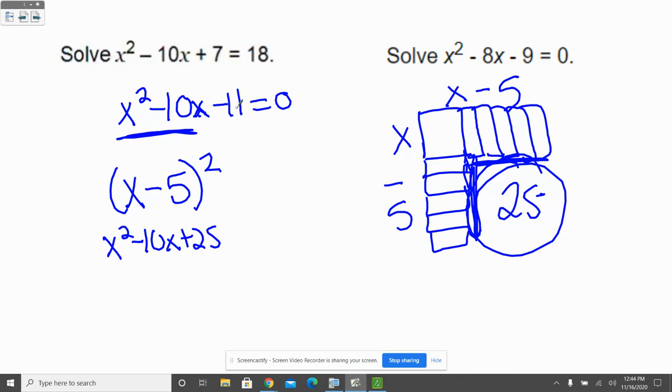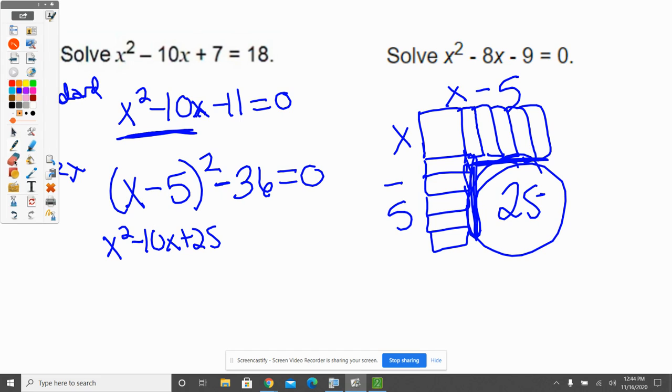I have minus 11. So what I'm going to have to do is take away the 25, and I'm going to have to take away 11 more. So I'm actually taking away 36 because 25 minus 36 is 11. Now, this is standard form, and this is vertex form. The reason this is nice is because I can get x by itself really easily by just adding 36 and square rooting, which is what I'm going to do.